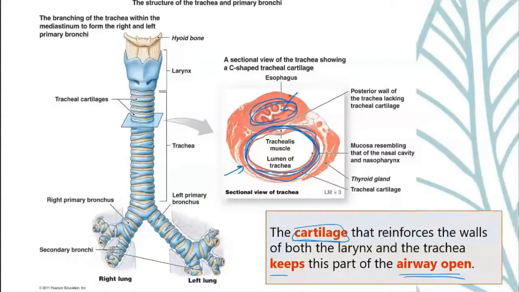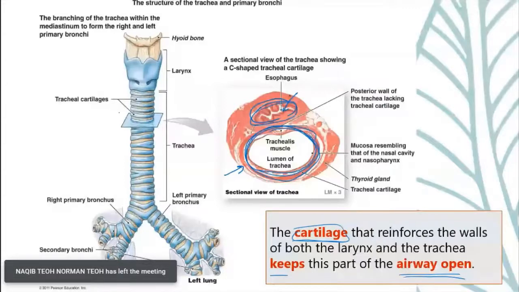So this is the trachea, and then from the trachea it branches into the right primary bronchus to the right lung, and then the left primary bronchus to the left lung.